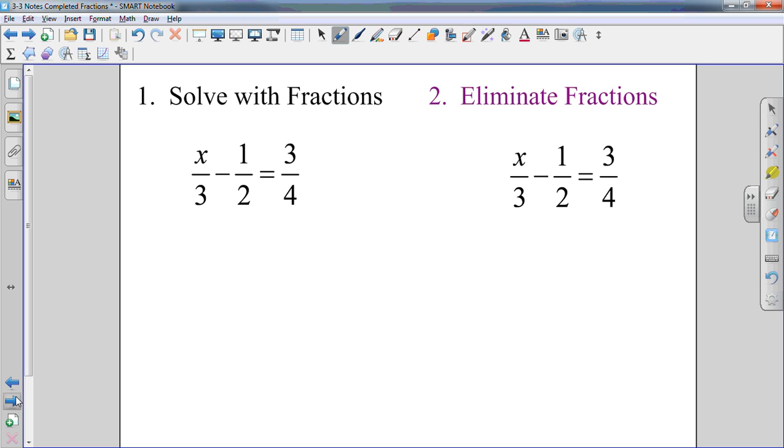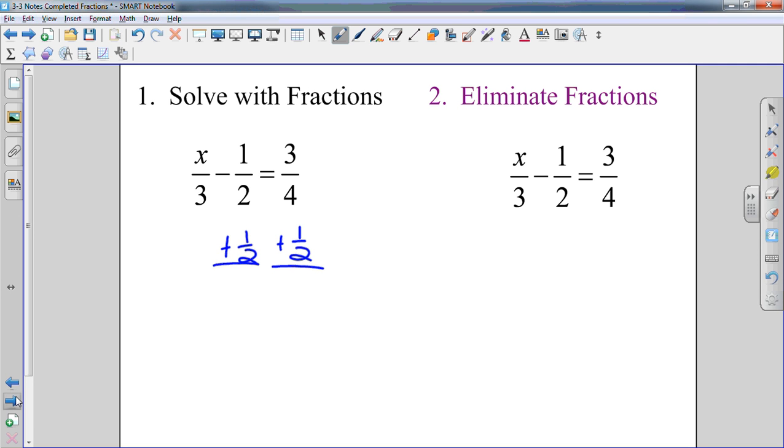Now, here is when I highly recommend, you see how all the denominators are different? I would highly recommend that you do the second one. And here's why. Because if I don't, when I add 1/2 to both sides, then I have to find a common denominator. Then I have to add the numerators. Then I have to get an answer. I guess I'll do that just to show you why.